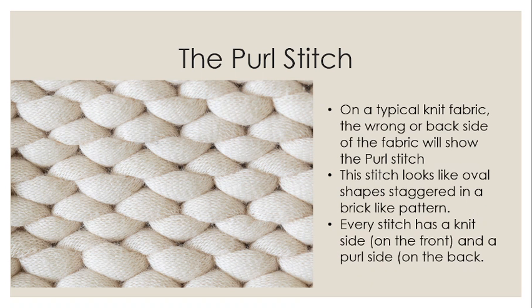The purl stitch. On a typical knit fabric, the wrong or back side of the fabric will show the purl stitch. The purl stitch looks like sort of a smushed oval shape with somewhat pointed ends, and they're staggered like a brick pattern would be staggered. So every stitch or loop that you have on a knit fabric has a face or knit side or a purl or back side.